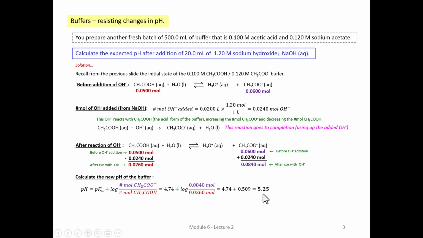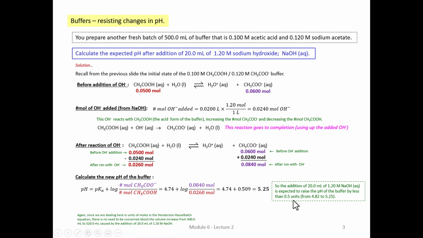So remember, the original pH of the buffer was 4.82, and adding the 20 milliliters of 1.2 molar sodium hydroxide, that strong base, raised the pH to 5.25, which is less than half a unit. Again, since we're dealing here in units of moles in the Henderson-Hasselbalch equation, there is no need to be concerned about the volume increase from 500 to 520 caused by the addition of 20 milliliters of 1.2 molar sodium hydroxide.